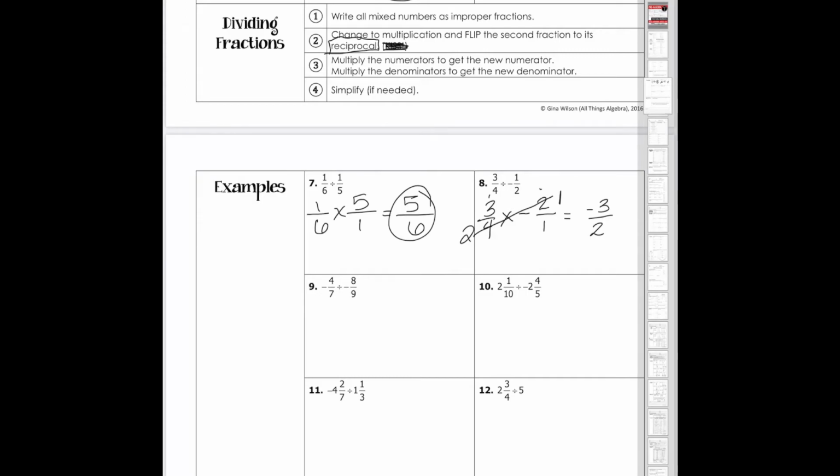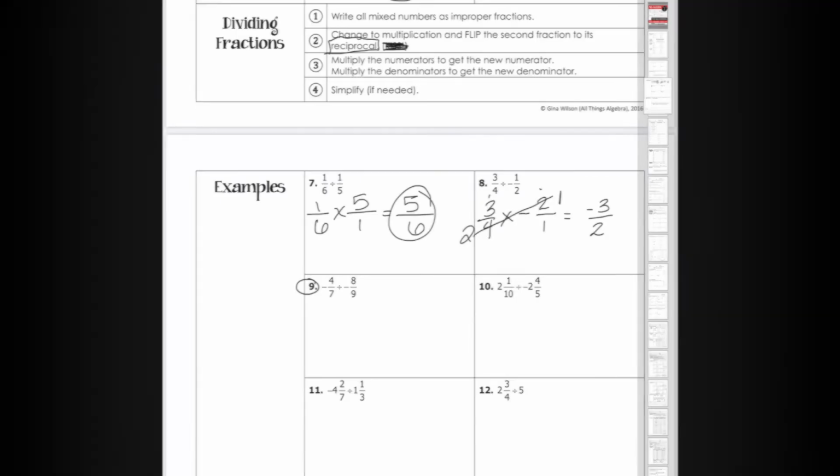All right, go ahead. The video is going to pause and you can give number 9 a try. It's negative 4/7 divided by negative 8/9. The video is going to come back on in a second and we'll go over the solution.